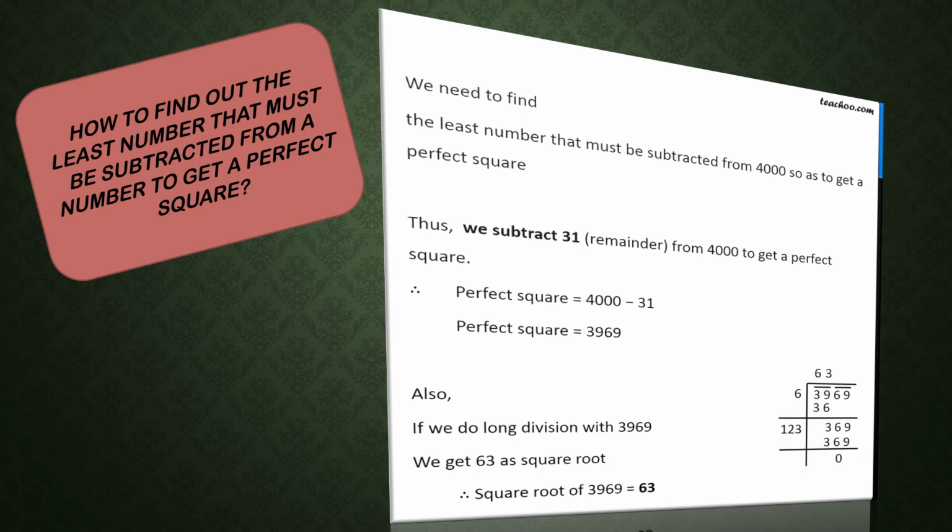Also, if we do long division with 3969, we get 63 as the square root. Therefore, square root of 3969 is equal to 63. So there are two answers. One is 31 that you have to subtract. This is the least number that you have to subtract from 4000 to get a perfect square number. That perfect square number we get after subtracting 31 from 4000 is 3969, and the square root of 3969 is 63.